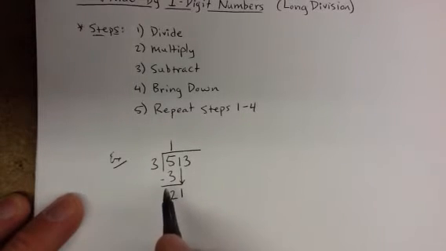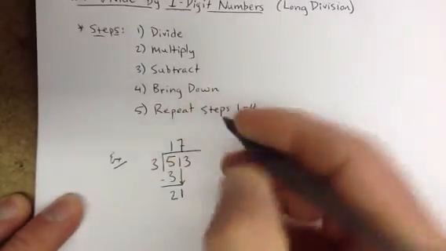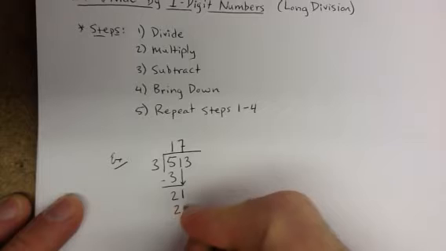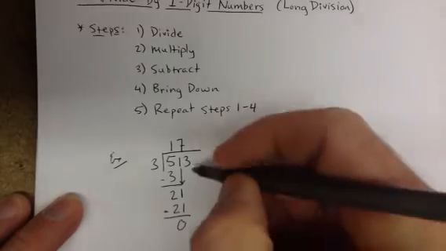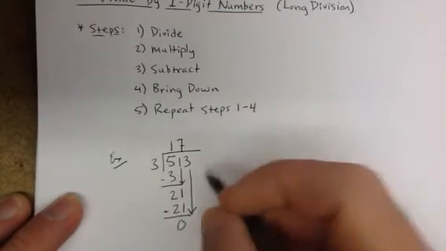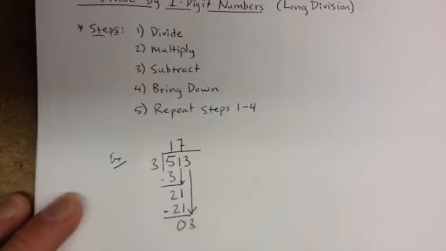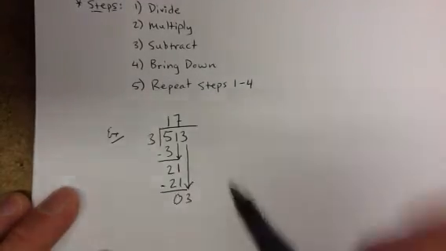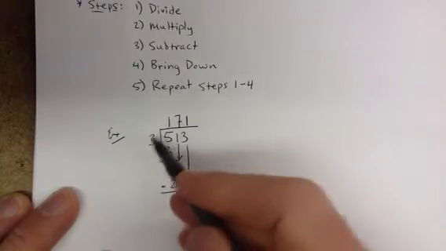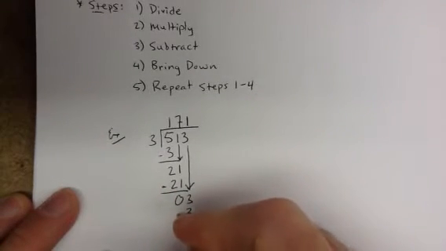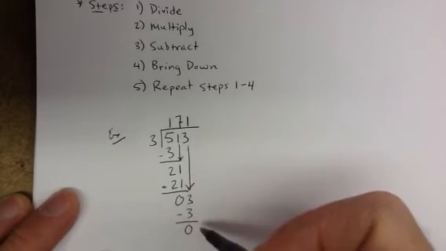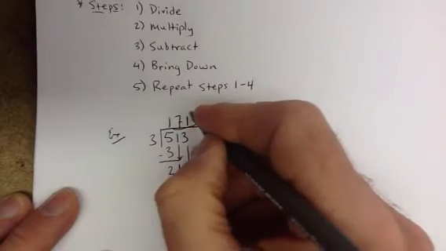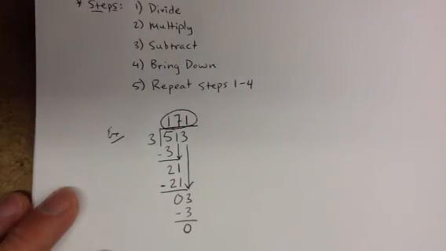Step 5, repeat. So how many times will 3 go into 21? Well, that's 7 groups of 3. 7 times 3, well, that is 21. Subtract. 21 minus 21 is 0. Well, we have another digit to bring down, which is a 3. Let's repeat. How many times will 3 go into 3? Well, it'd be once. 1 times 3 is 3. Subtract. 3 minus 3 is 0. No more numbers to bring down. 0 left over, so our quotient is 171.